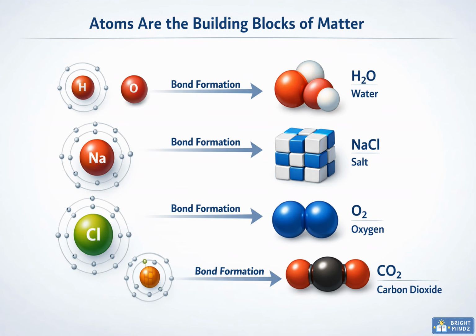Atoms are the basic units that take part in chemical reactions, but most do not remain isolated. Many have incomplete outer electron shells, so they join with other atoms to become more stable. This joining is called chemical bonding.